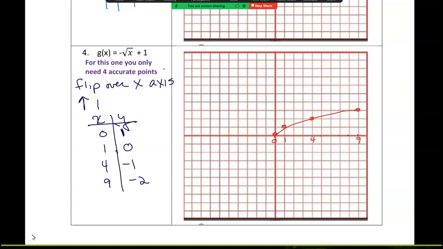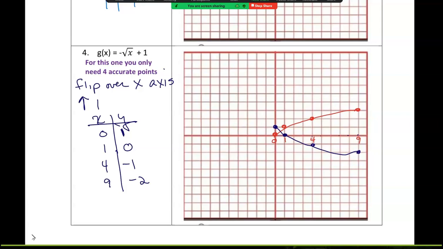Let's plot them in blue. So this is 0 and then 1. So that's here. And then I have 1 and 0. That's here. And then I have 4 and negative 1 and 9 and negative 2. So this appears to be a flip, right? And then am I moving it to the right 1? Yep, it looks like that, right? So I'm good to go. So yeah, I think everything looks good there.